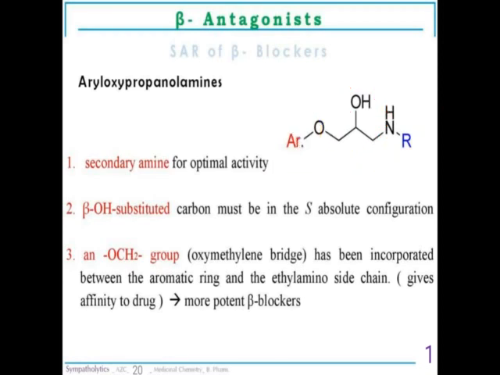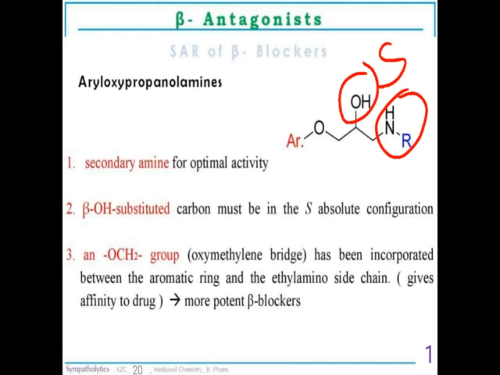Okay, in case of SAR, if we have to go through it, this is the general structure for the beta antagonist. This is a secondary amine, NHR. If R is H, that is a primary amine, and it will decrease the activity, but NHR, the secondary amine, is required for the optimum activity. Then at the beta position, a hydroxy group is there. This beta hydroxy group must be in the S configuration. So we have R configuration and S, out of which this hydroxy group must be in the S configuration.